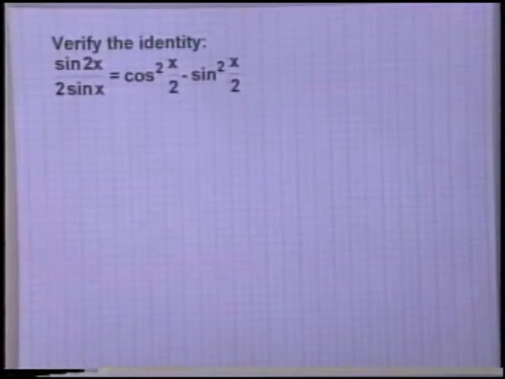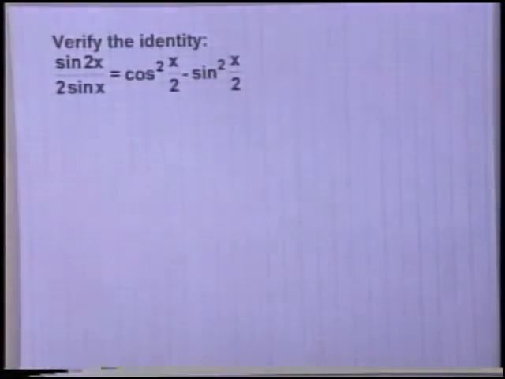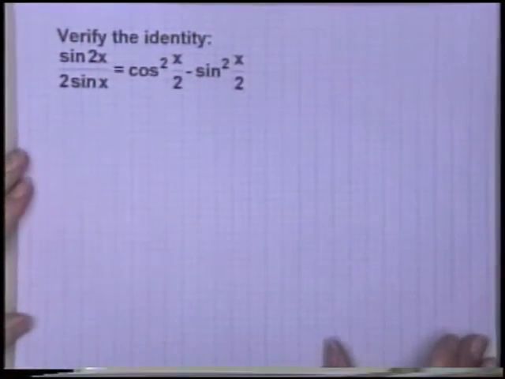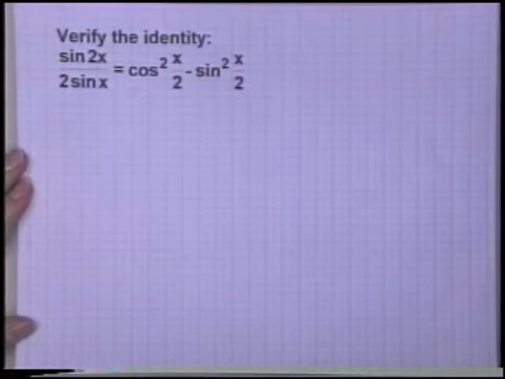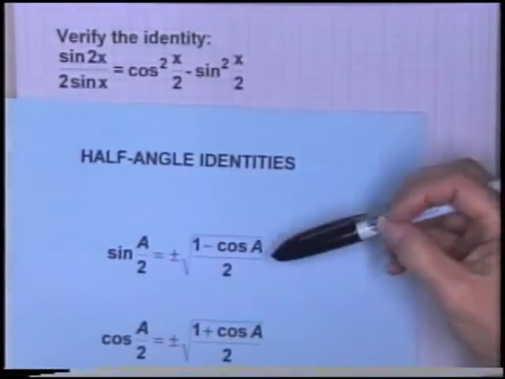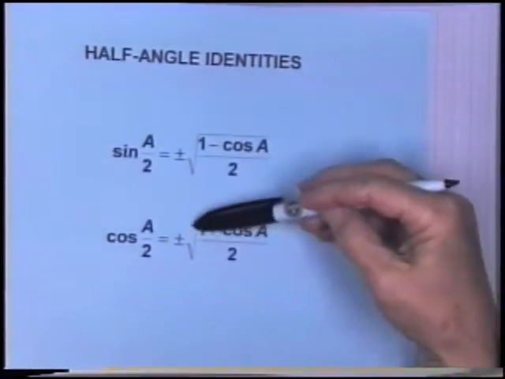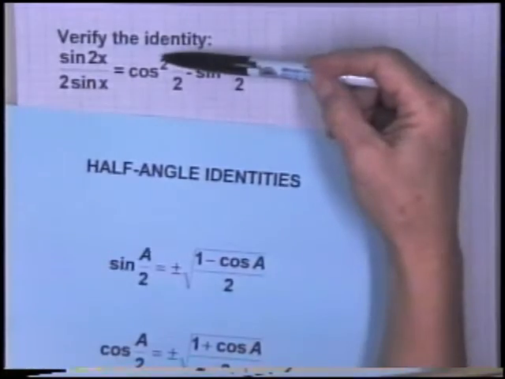Verify the identity. Sine 2x over 2 sine x equals cosine squared x over 2 minus sine squared x over 2. Well, notice here I've got a double angle and here I've got half angles. So I think what I'm going to do on this problem is take a look at these half angle identities for sine and cosine again. Okay? Here's sine and here's cosine. They both involve square roots, don't they?